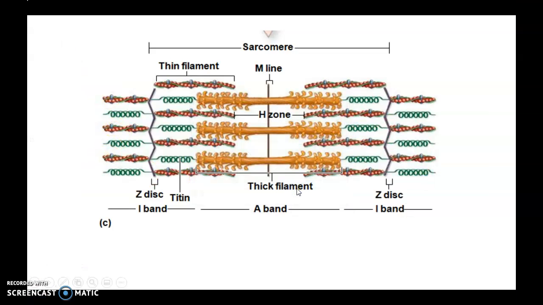All right, class. So again, we are looking at a sarcomere, and these are the Z discs. This is the M line. This is the A band with both thick and thin filaments. This is the I band with only thin filaments. We also see some titin proteins here. And this is the H zone that has only thick filaments. And these are the titin proteins.